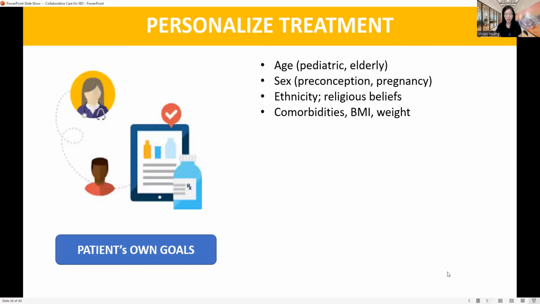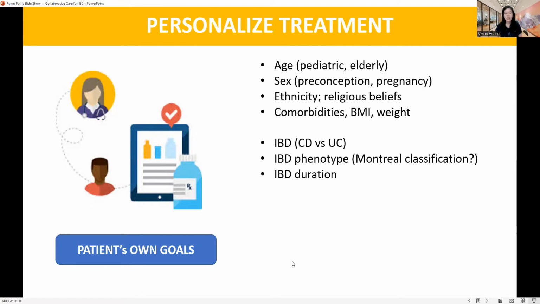And again, a patient is not going to participate unless they understand that we are trying to help them reach their goals. So an important thing that I try to teach our trainees is to always ask the patient, what are their goals for their treatment? And this can vary depending on their age, their sex and gender, where they are in their family planning, if they even are planning to have children, ethnicity, religious beliefs, comorbidities, BMI, all play a role. And then, of course, our goals and their goals might be slightly different depending on their phenotypes as well and how long they've had IBD for.